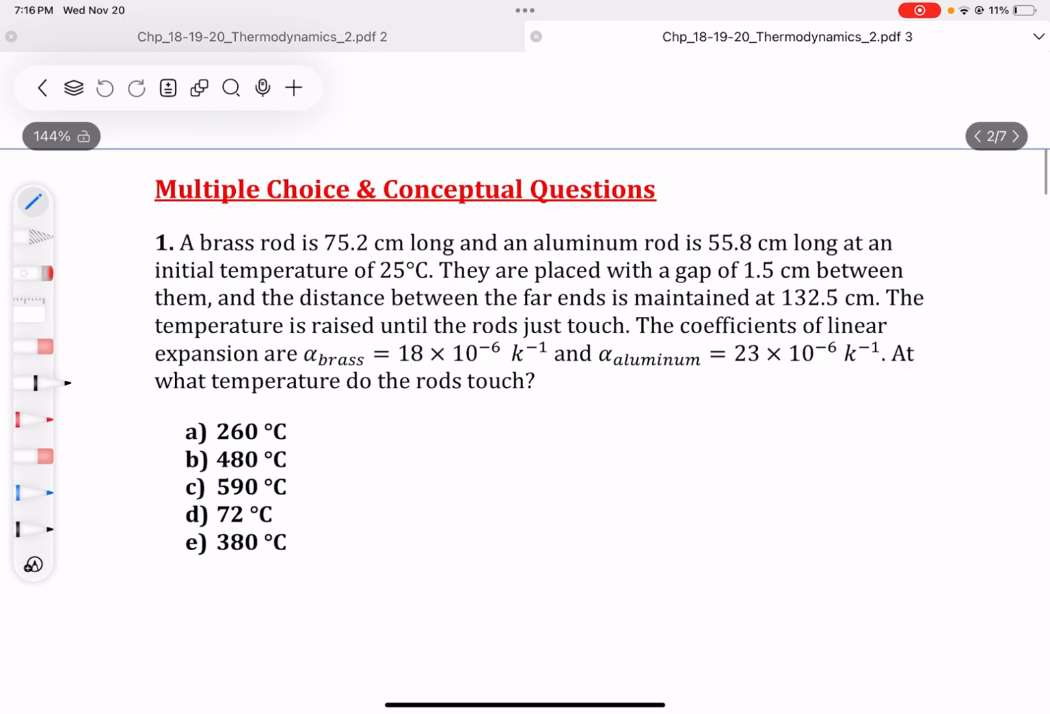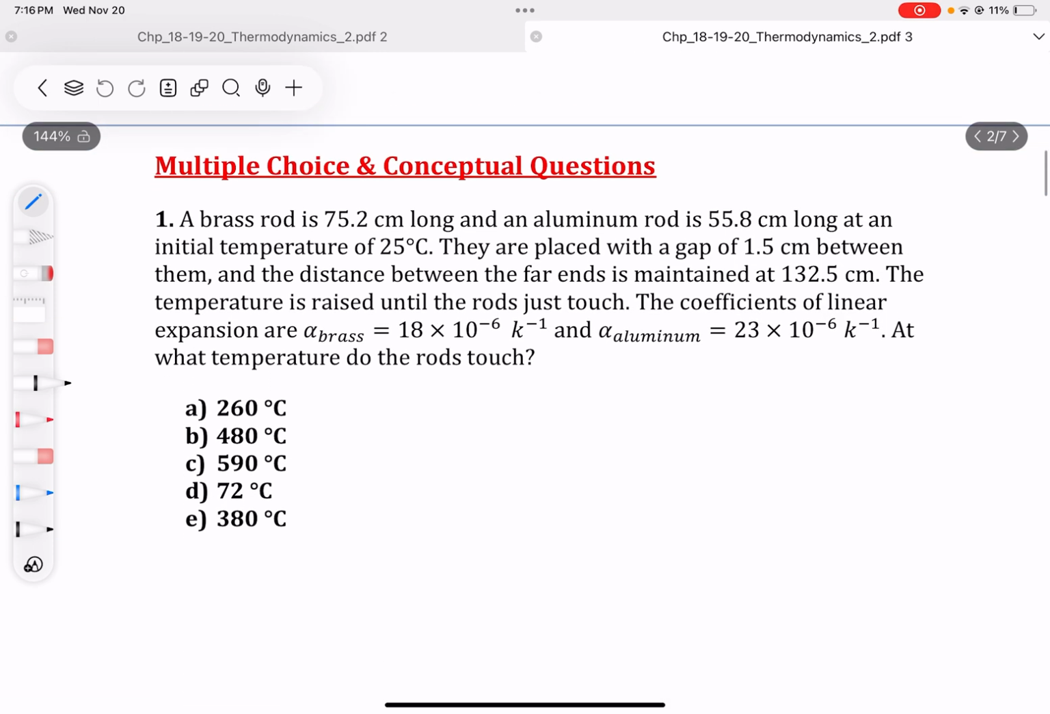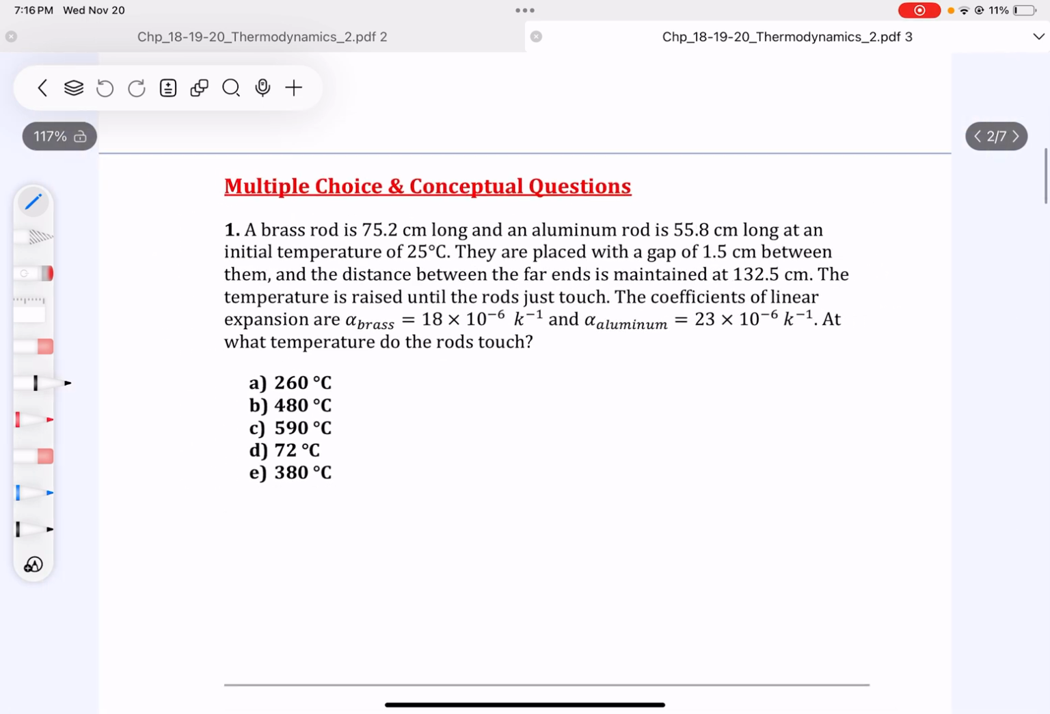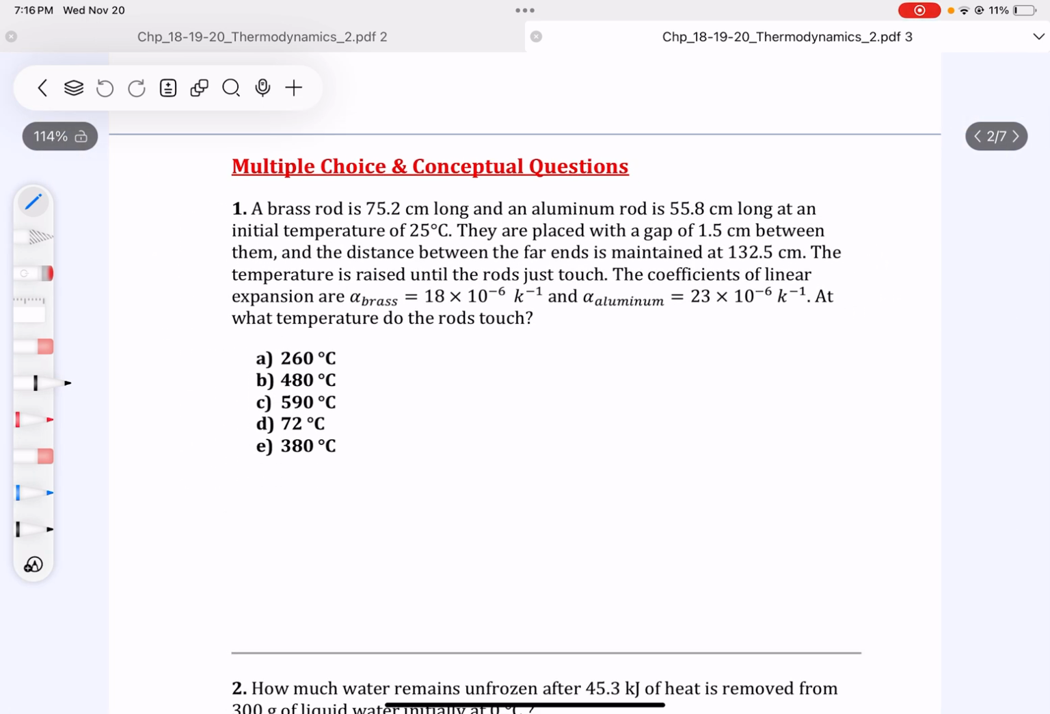Here we have some constants that we will use. We have multiple choice questions, 14 multiple choice. We'll solve them together. Let's see number one.